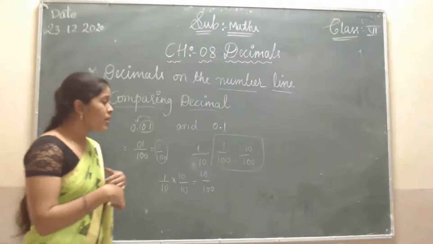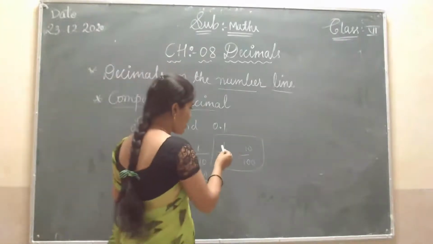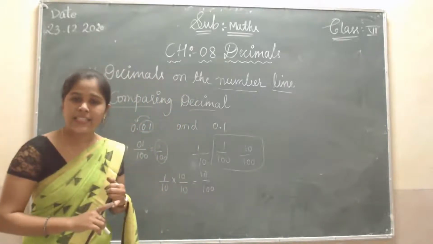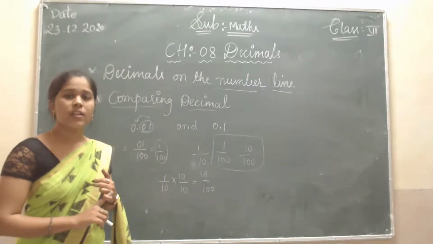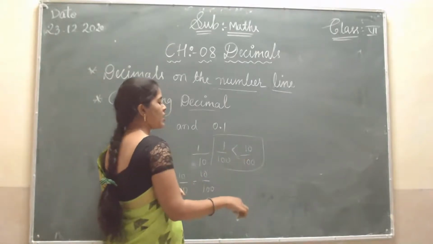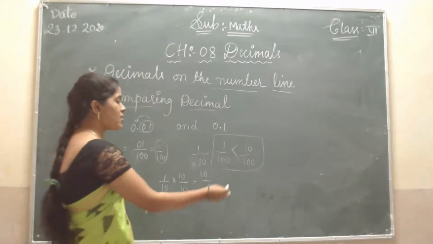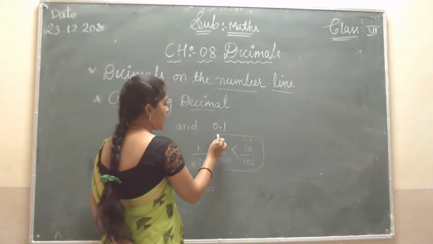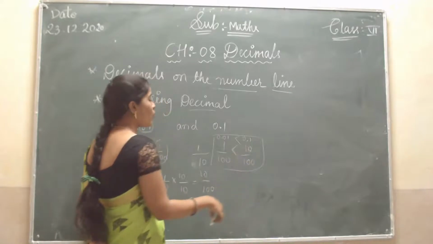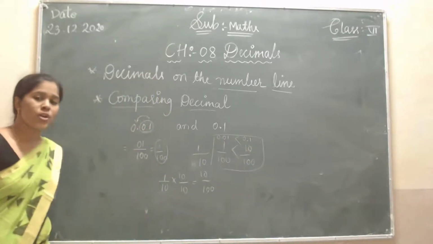Now check the numerators. One is 1 and the other is 10. Which is greater, 1 or 10? 10 is greater. So 10 by 100 is greater than 1 by 100. That means 0.1 is greater than 0.01.